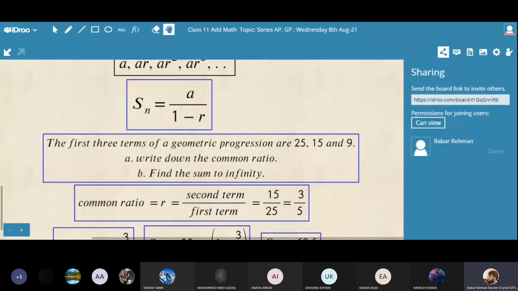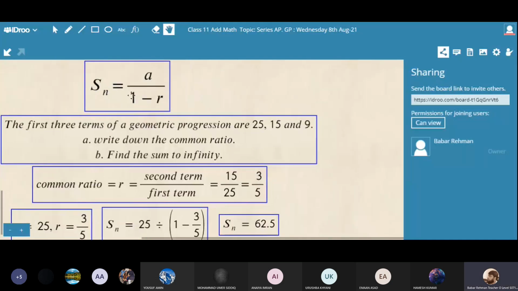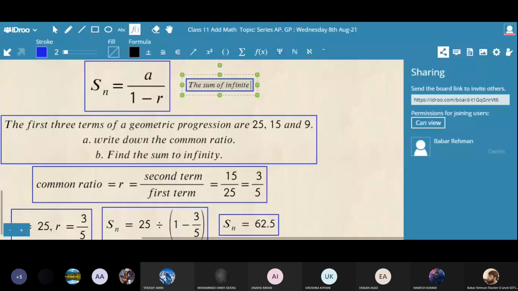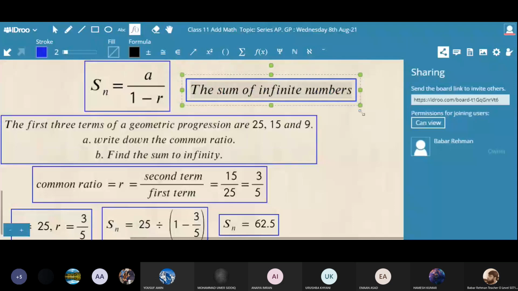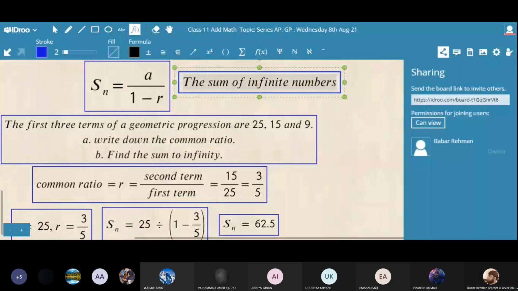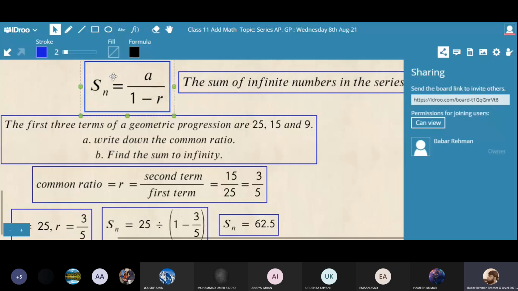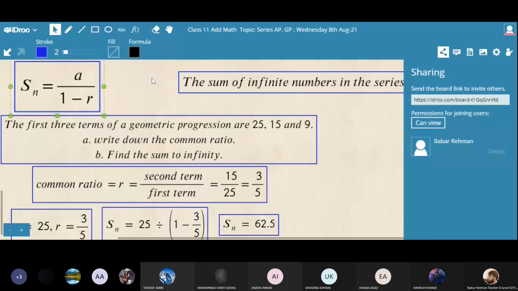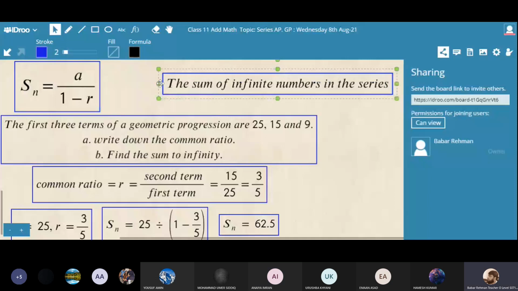So in a general way, now I'm going to make it easier for all of you. What does it mean? It means in the sum of infinite numbers, in the series, I hope now you get this concept. Getting? Yes, sir. Now tell me, Anaya, hope you got the concept. Yes, sir. Numbers in the series will sum to infinity. Okay, students, very good.